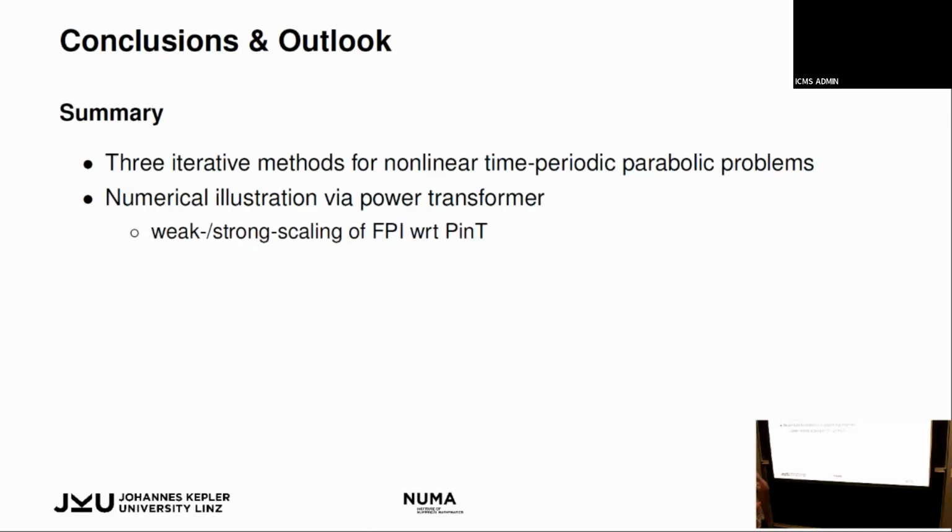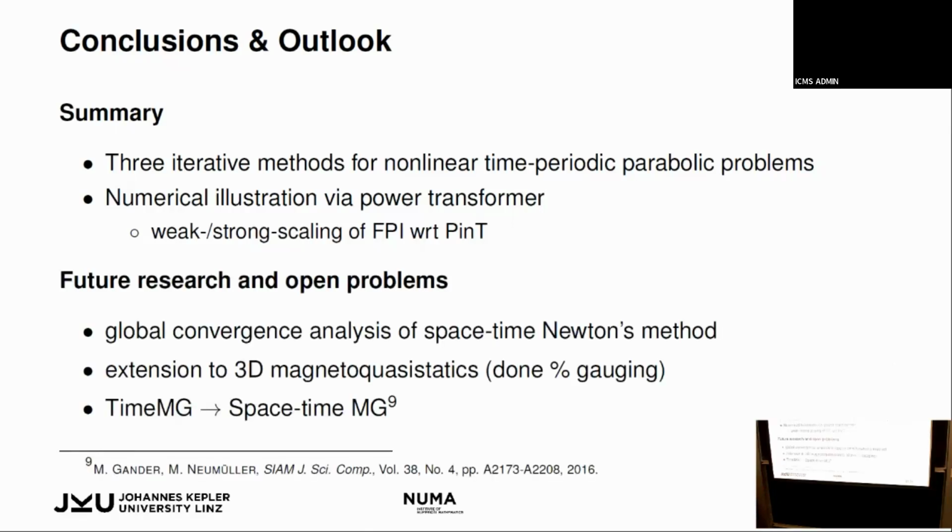Good. So we have seen these 3 iterative methods, and fixed point iteration doesn't really depend on tau. Newton's method also somehow doesn't depend on tau, but we don't have a concrete proof for this yet. We have seen some numerical illustration. What is still to be done is the convergence and global convergence analysis of this space-time Newton's method. I also tried this for 3D magnetoelastic, so it still works.